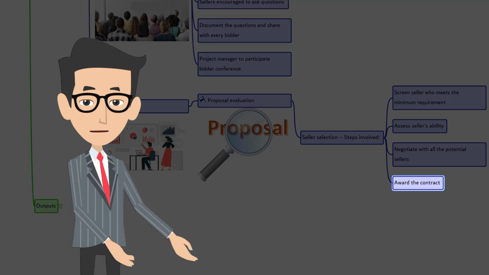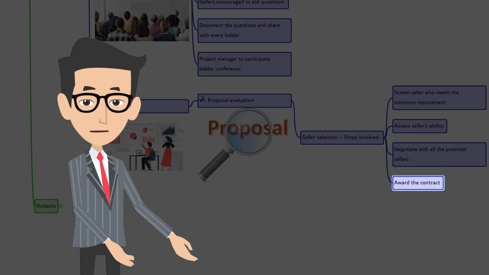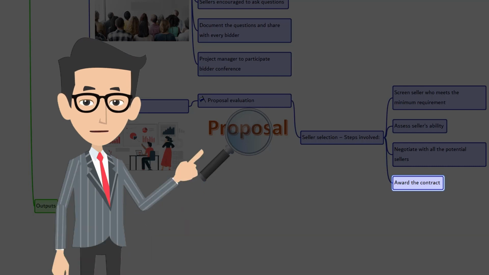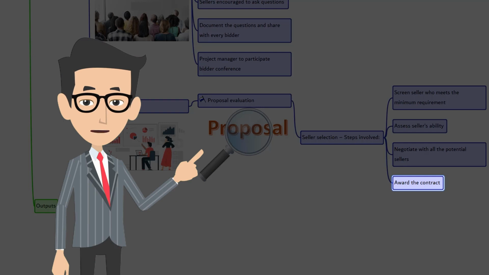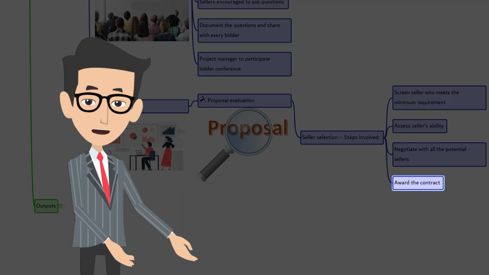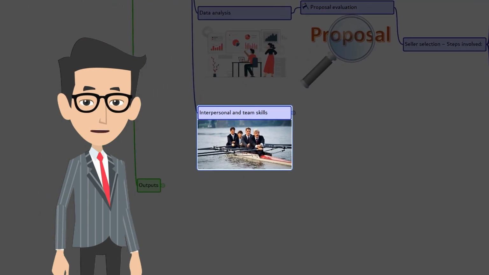Apart from negotiation, at times the buyer may ask the seller to make a presentation as well, before shortlisting the final list of vendors for negotiation, or after negotiation but before finalizing the vendor. These methods completely depend on the type of project, type of outsourced product or service, and type of work to be performed. The next one is interpersonal and team skills.